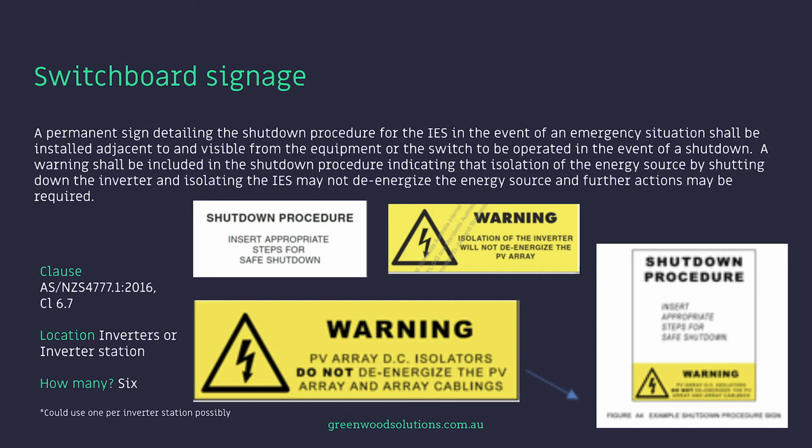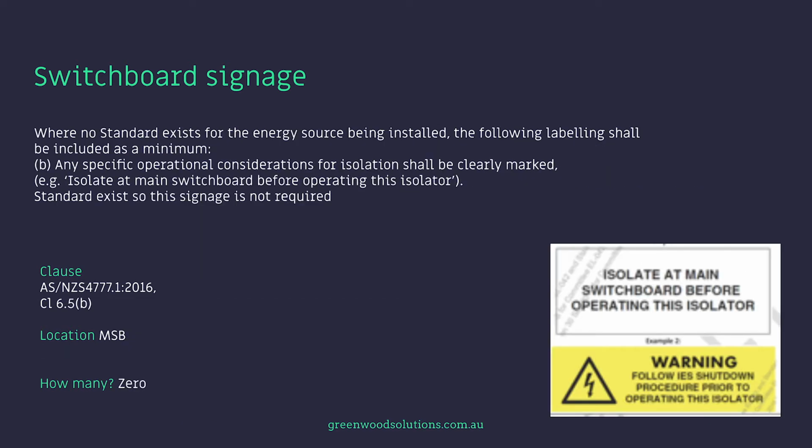So effectively, a permanent sign detailing the shutdown procedure for the IES in the event of an emergency situation shall be installed adjacent to and visible from the equipment or the switch to be operated in the event of a shutdown. A warning shall be included in the shutdown procedure indicating that isolation of the energy source by shutting down the inverter and isolating the IES may not de-energise the energy source, and further actions may be required. So it's a pretty important sign. In fact, they all are.